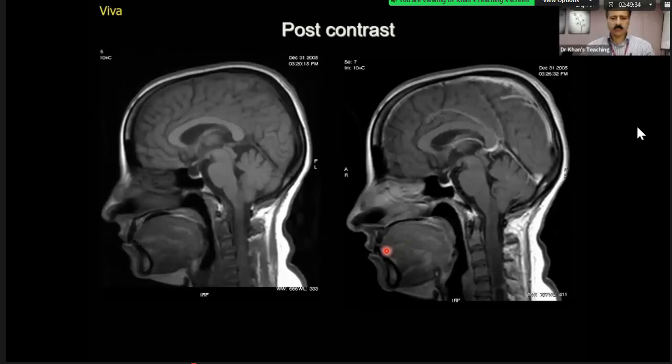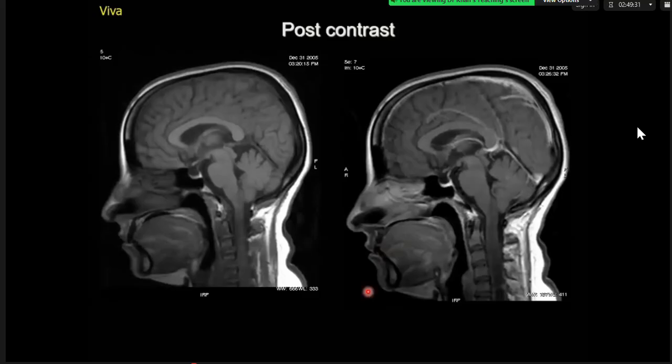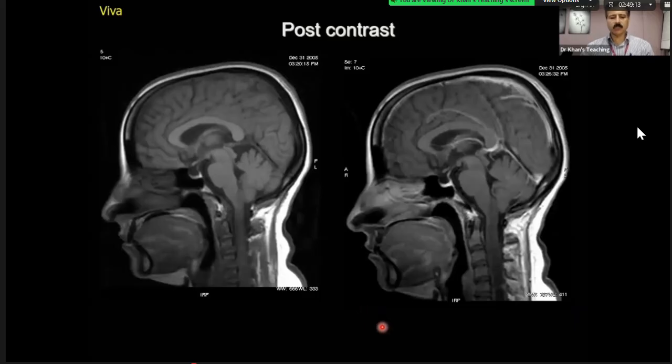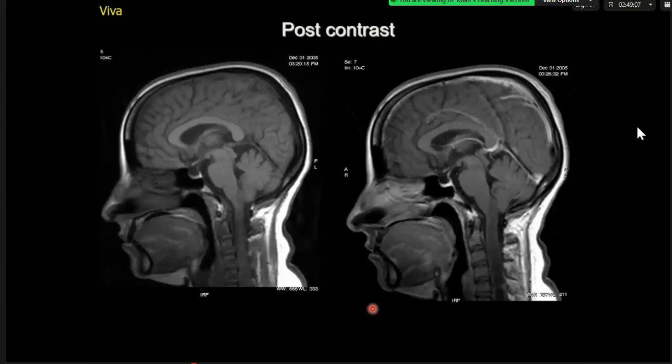Excellent. Anything else? I think the fat may enhance slightly as well because there are some blood vessels within them. I don't think so. We have the posterior pituitary bright spot, which is there normally anyway. So what happens to the anterior pituitary then? Sorry, that should enhance as well, I think.